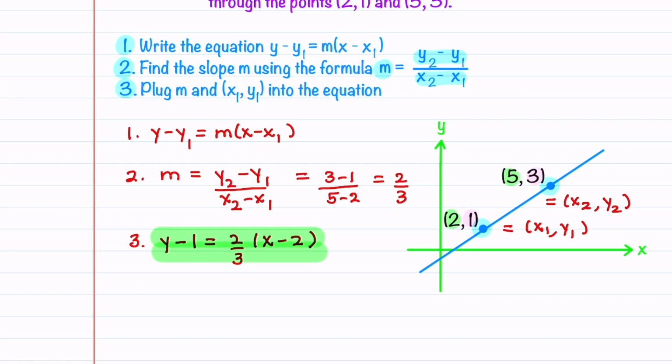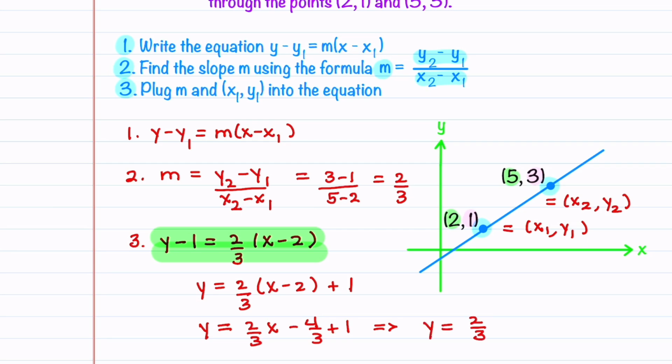Let's now write this equation in slope-intercept form so that we can see what the slope and y-intercept are. We'll begin by moving the 1 to the right-hand side. So this gives us y is equal to 2/3 times x minus 2 plus 1. Let's then multiply everything through on the right-hand side. So we have 2/3 x minus 4/3 plus 1. And that gives us a final answer of y is equal to 2/3 x minus 1/3. We can see on our graph that the y-intercept is minus 1/3.